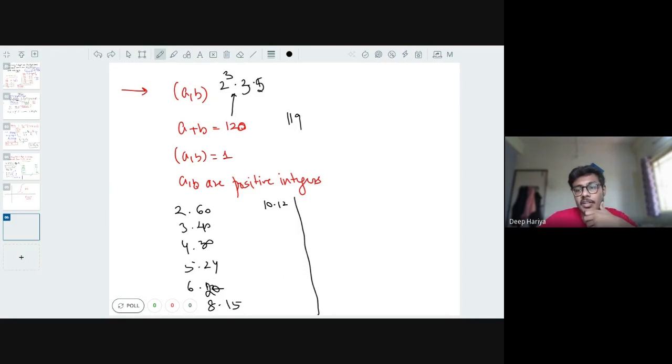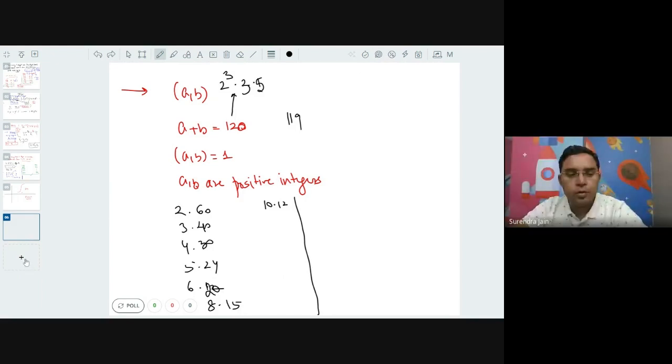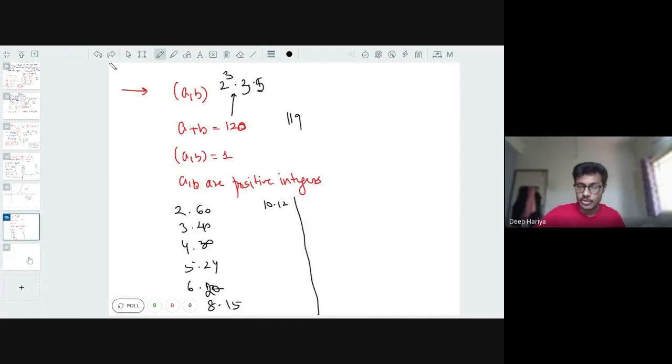then we check for 5. So we remove all multiples of 5, and then we check for... wait a minute. Yeah, so all the remaining cases will be our solutions. Yeah, I think the approach is correct, but can you please give the number? Yeah, sure. Wait a minute.